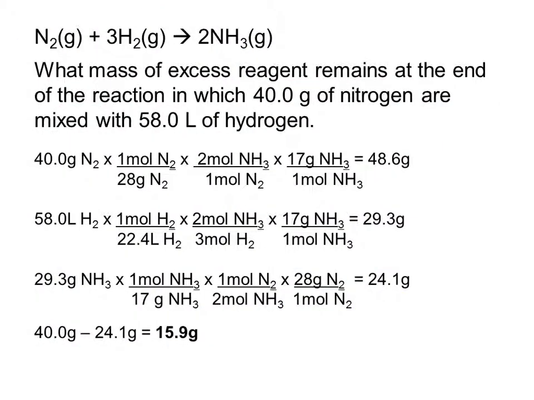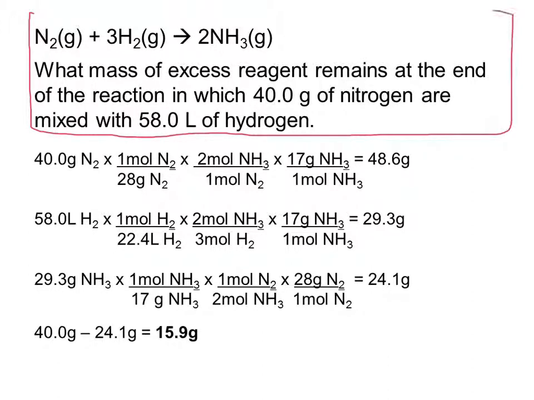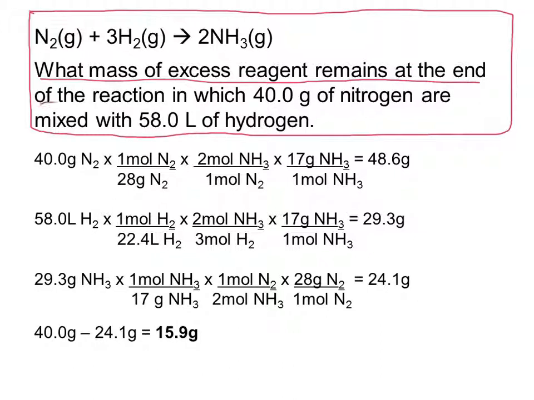Okay, what I'd like you to do here is to copy this information down, and don't look at the rest of the slide yet, and work through the problem yourself to see if you can come up with an answer. It's asking: what is the mass of excess reagent that remains at the end of the reaction in which 40 grams of nitrogen are mixed with 58 liters of hydrogen, and you're going to use this balanced equation here.